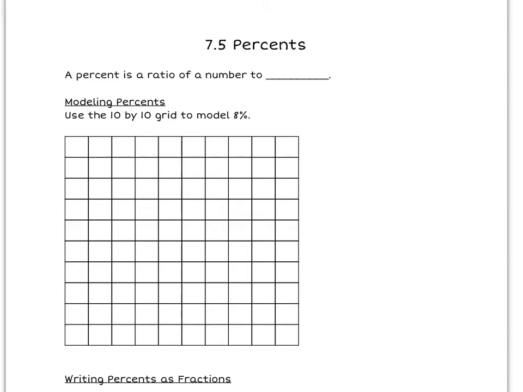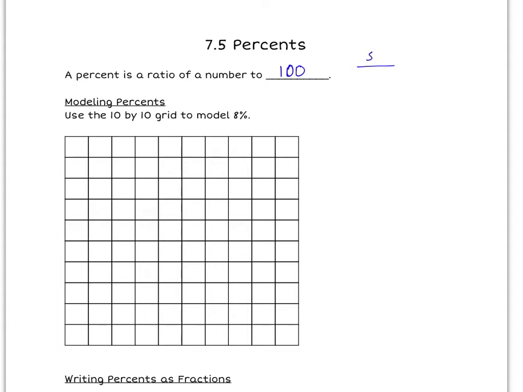Chapter 7, Section 5, percents. We're talking about all percents here. And a percent is a ratio of a number to 100. So a number compared out of 100. A lot of times percents can be written as a fraction.